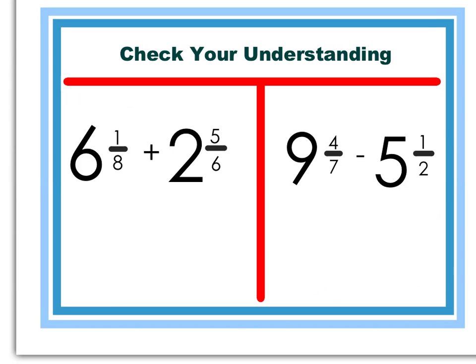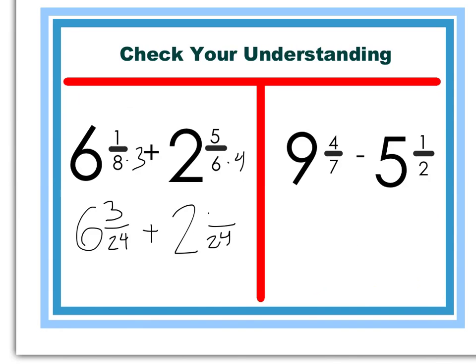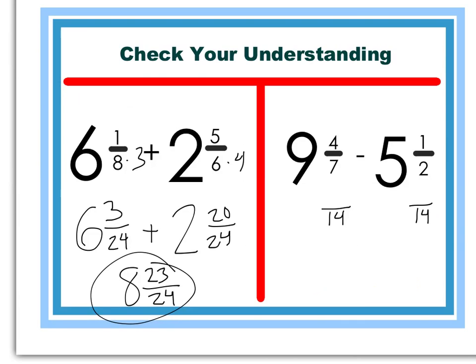Alright, check your understanding by pausing the video and trying these two problems. So for the first one, when you change this, you probably got 24s as well. This one, you should have gotten 3 24s. This one, you should have gotten 20 24s. Put that together, and I have 8 and 23 24s. Here I have a subtraction problem. My common denominators are 14. This is 7 14ths. This is 8 14ths. When I subtract, I get 4 and 1 14th.